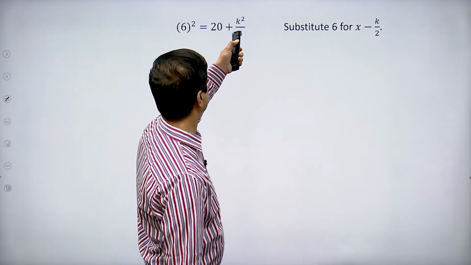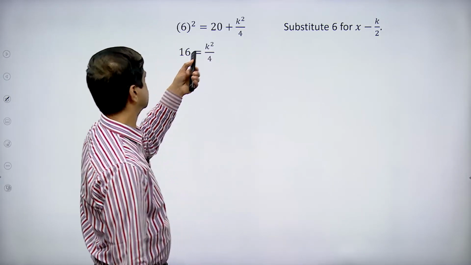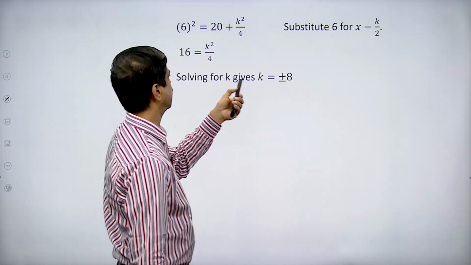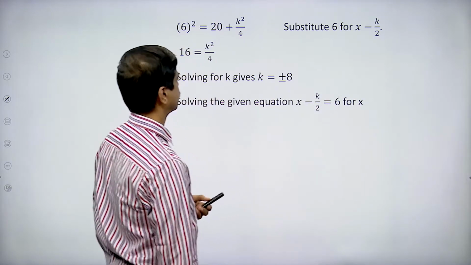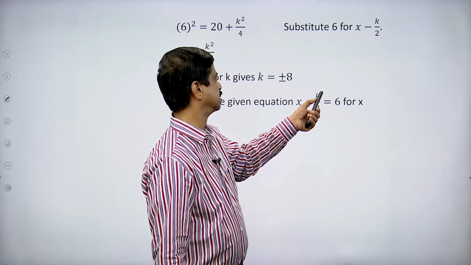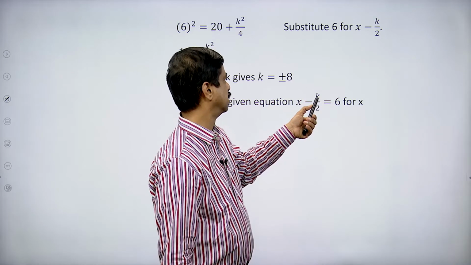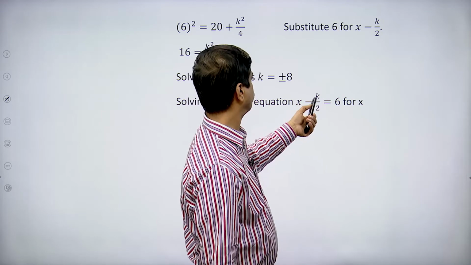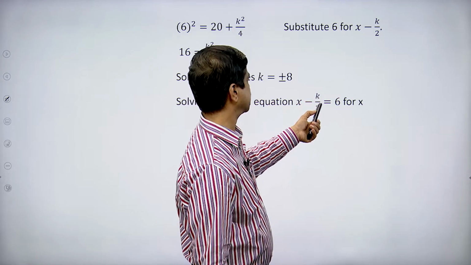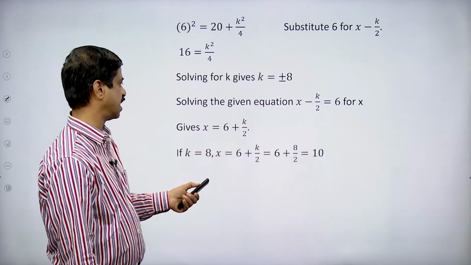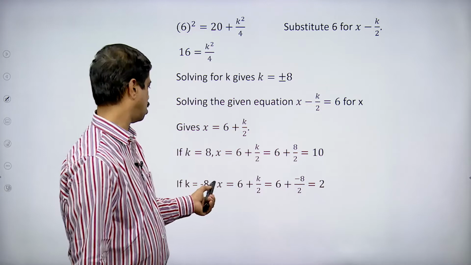So, 6 square equals 20 plus k square by 4. 36 minus 20 is 16, which is k square by 4. k square is 16, k is plus or minus 8. So, substitute k as plus or minus 8, you will get x is plus 8 by 2, which is 4, and minus of minus 8 is plus 8, so that is equal to 2. So, substitute and get the values of x as 2 or minus 8.